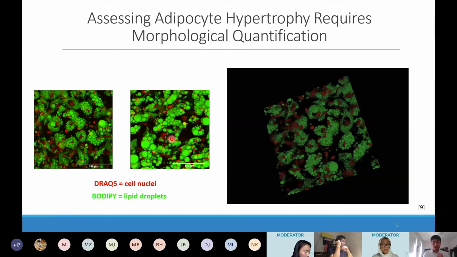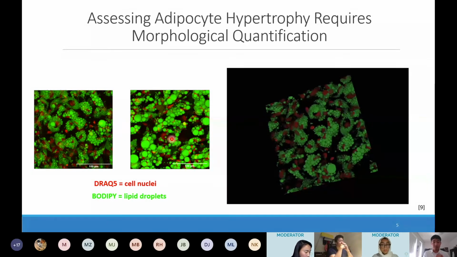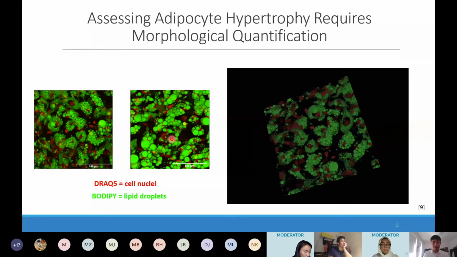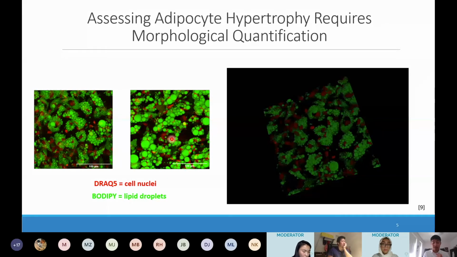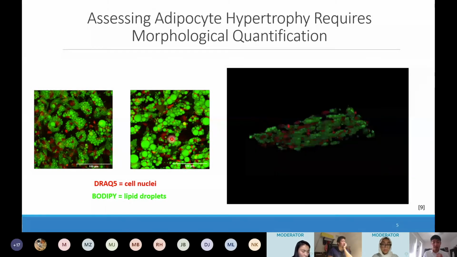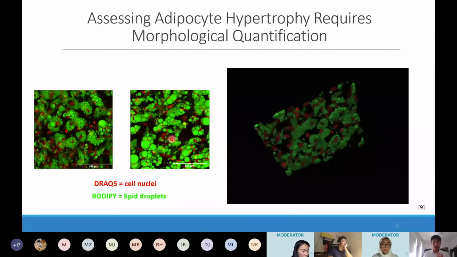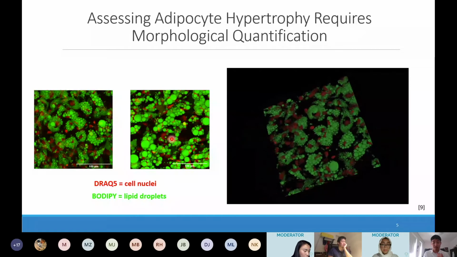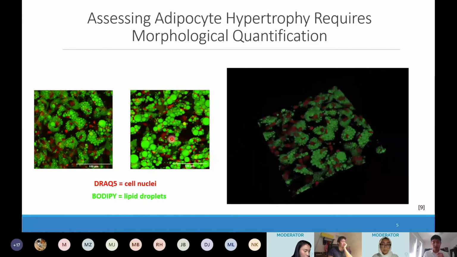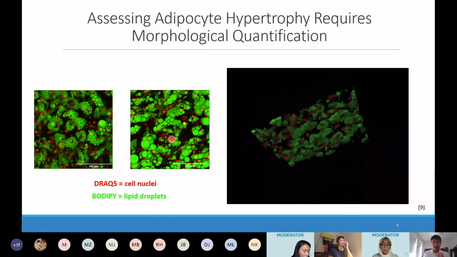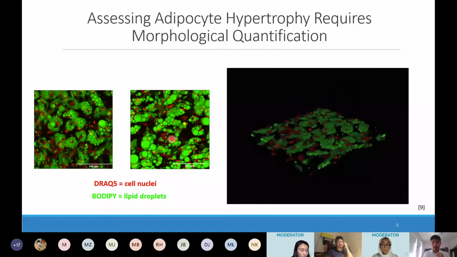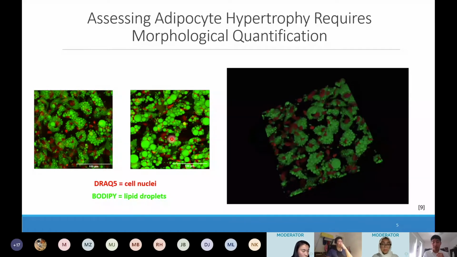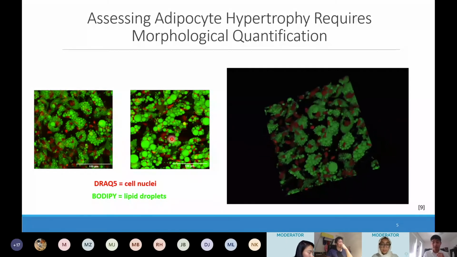After developing this model, we would still need to quantitatively prove that we are indeed recapitulating these obesity hallmarks of increasing lipid droplet size. This begins with staining. Staining allows us to image our lipid droplets and visualize them under fluorescence confocal microscopy. We use DRAQ5, which stains the cell nuclei, and the BODIPY stain, which stains lipid droplets. On the right here, you can see a video of what our culture looks like, and there are many lipid droplets and cell nuclei.